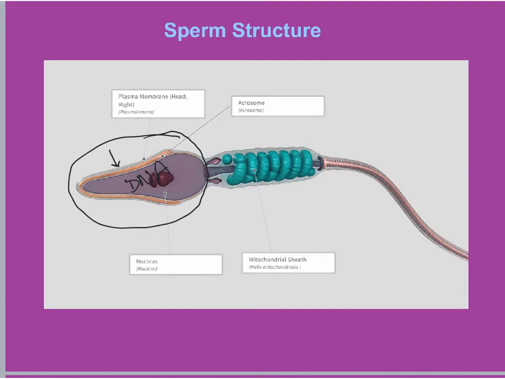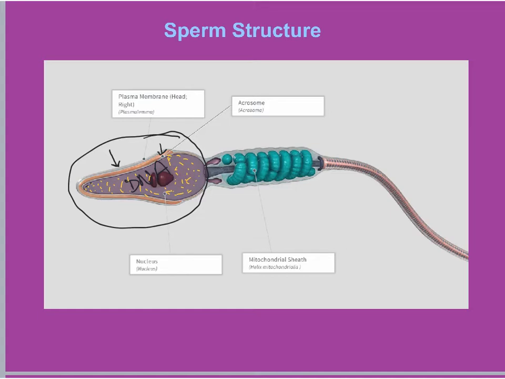So on the outside, there's the plasma membrane, and then deep to that is what we call the acrosome. I like to think of the plasma membrane and the acrosome like a helmet. And that plasma membrane and the acrosome are helping to protect the DNA here in the nucleus, right? We wouldn't want that nucleus to rupture prematurely and spill out the DNA. We only want that to happen when the sperm finally meets up with an egg or an ovum.